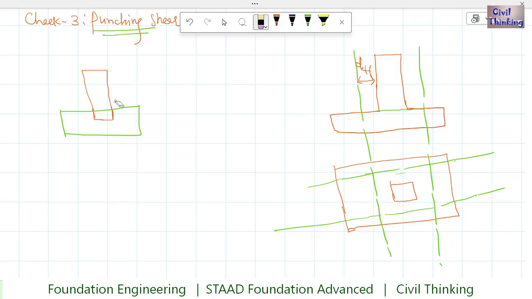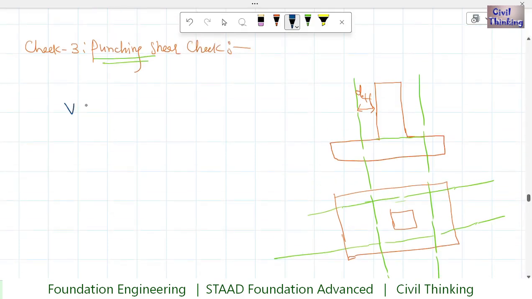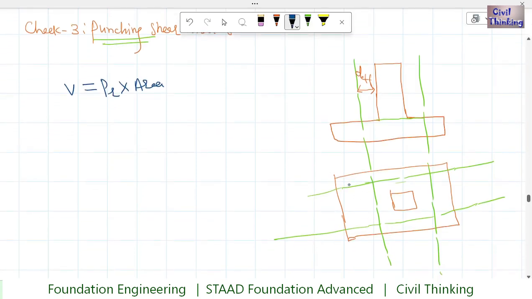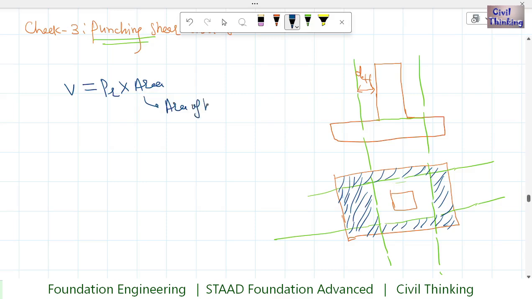So let us write. What we do in the punching shear check: we know shear force is what? Pressure times the area, right? So this is the normal area, and we need all of this area to calculate the shear force on all four sides around the column. This hatched area is what we need, so this hatched part is going to give us the shear force.